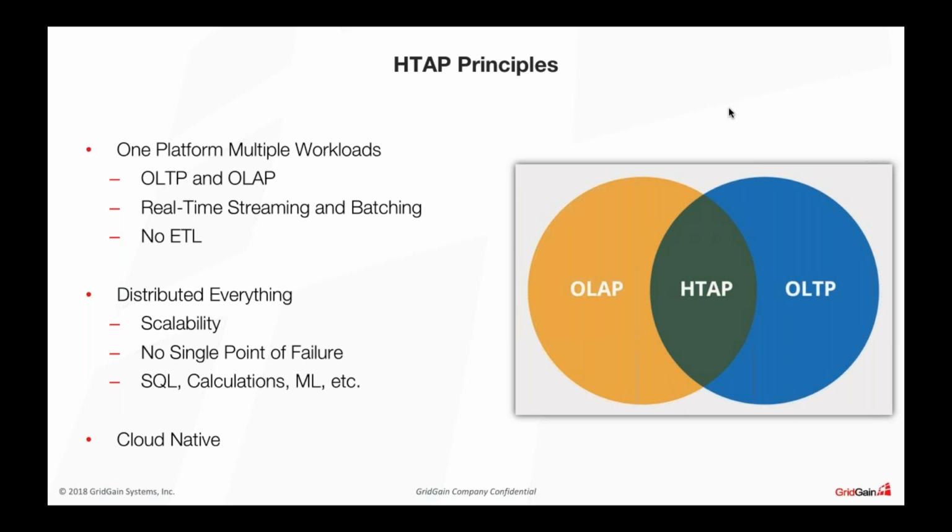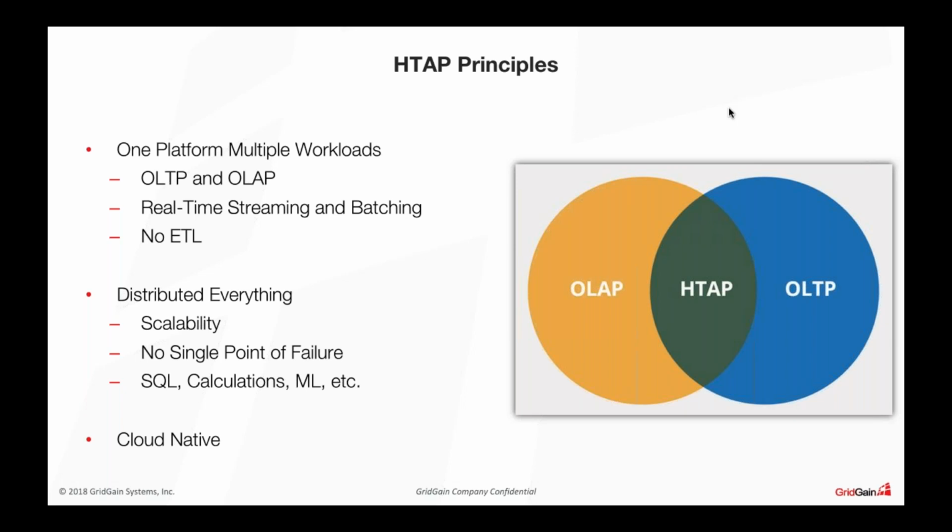HTAP is attempting to combine OLTP and OLAP by storing data in the same database, in the same platform. We are going to take Ignite as an example today, but Ignite is not the only platform or database that is capable of doing this. You can look at other vendors. For instance, you can look at PingCAP, another database that can also mix OLTP and OLAP workloads. It's also another good example for you.